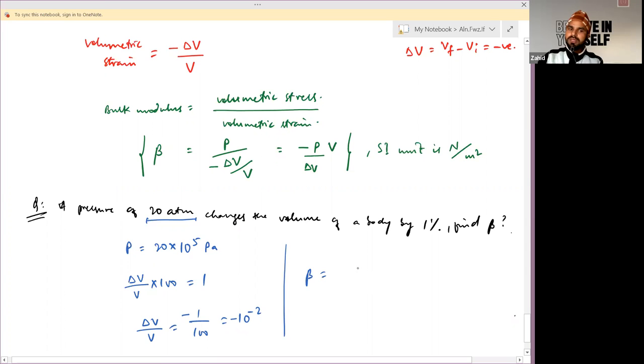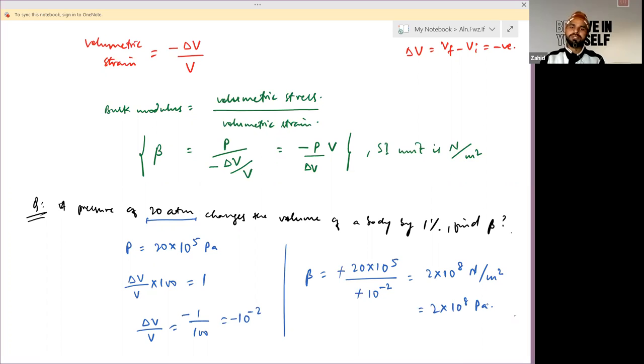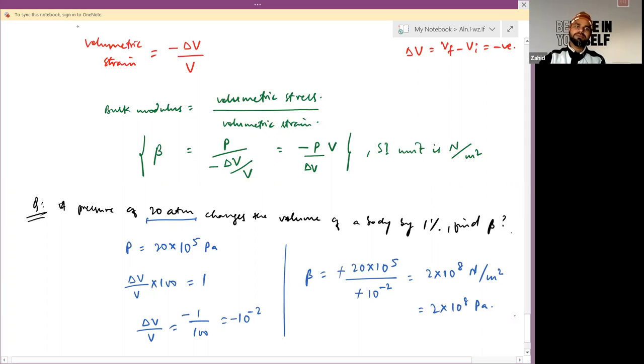So beta will be equal to the pressure applied, that is 20 into 10 to the power 5, divided by minus 10 to the power minus 2. And we already have a negative sign in this formula, so negative and negative will cancel out. So it will be 2 into 10 to the power 8 Newton per meter square, or just Pascal. Since in this part the force is perpendicular to the area of cross section, it is termed pressure. Ifra, any doubt? No, sir.